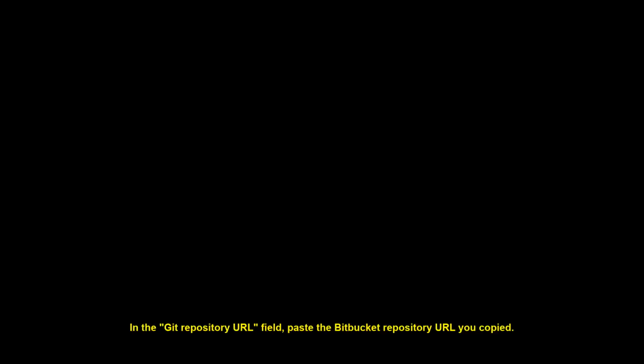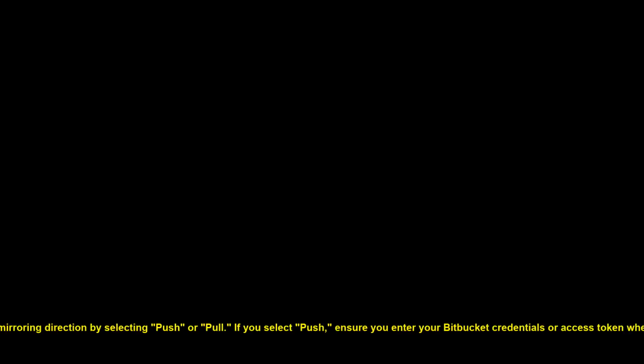In the Git repository URL field, paste the Bitbucket repository URL you copied. Choose the mirroring direction by selecting push or pull. If you select push, ensure you enter your Bitbucket credentials or access token. Enable the option to mirror only protected branches if desired. Click on the Mirror Repository button to initiate the transfer.